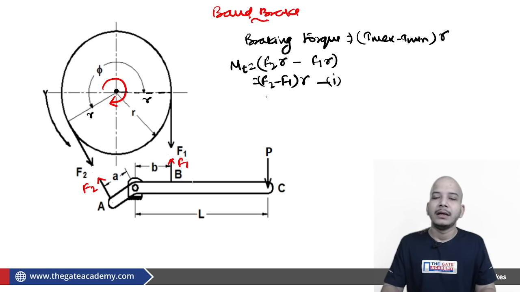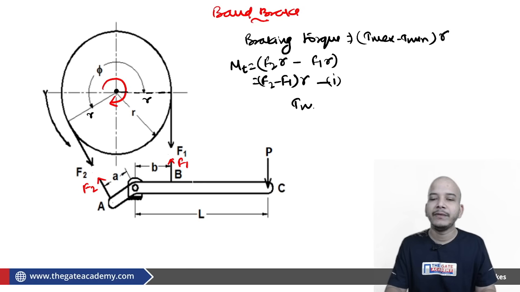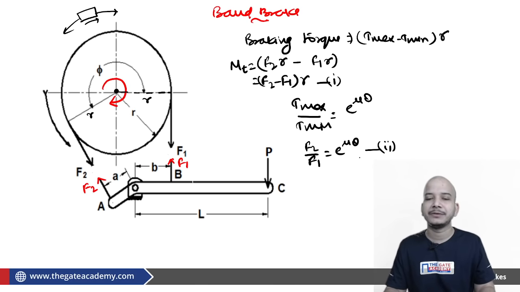Fine. The second point is whether there is any relation between T max and T minimum as far as the band and this drum is concerned. We already know that yes, there is a relation which once again comes from the mechanics itself. T max by T minimum is equal to e to the power mu theta. How do we get that? With the help of FBD of the band. After integration, we get this relation: T max by T minimum is equal to e to the power mu theta. In this particular case, it is F2 by F1 is equal to e to the power mu theta for clockwise rotation. Okay, so this is the second relation.